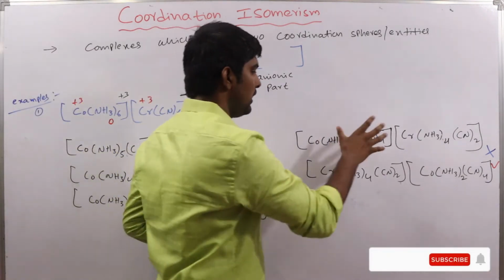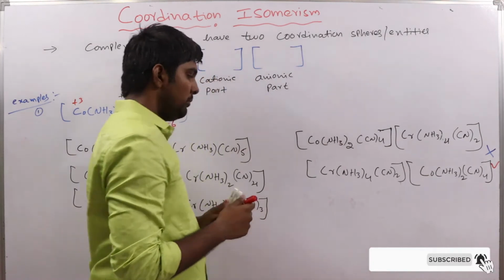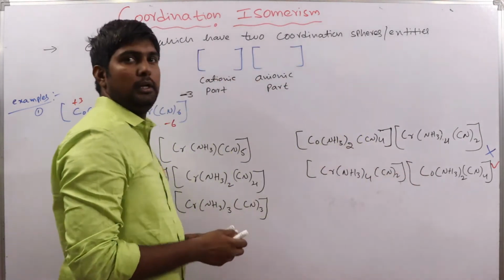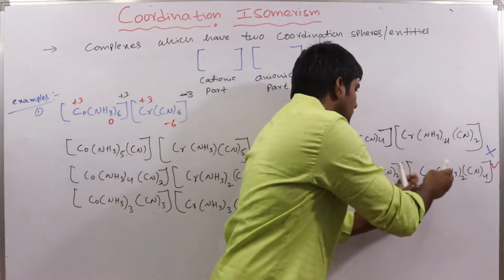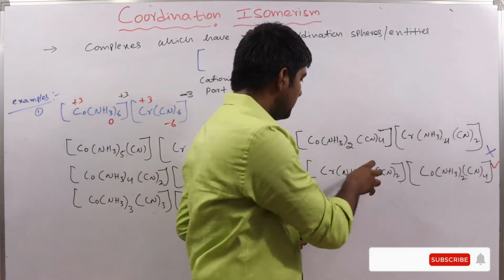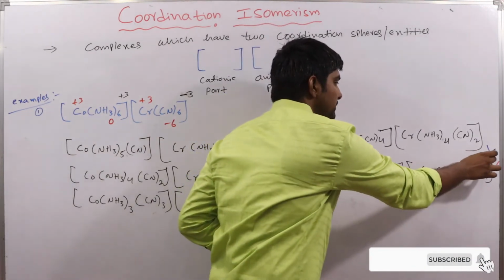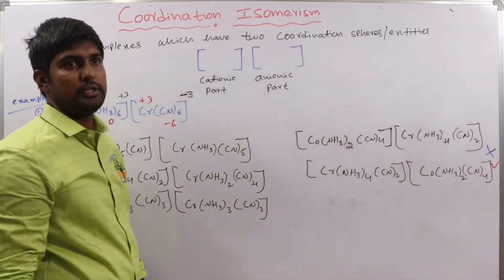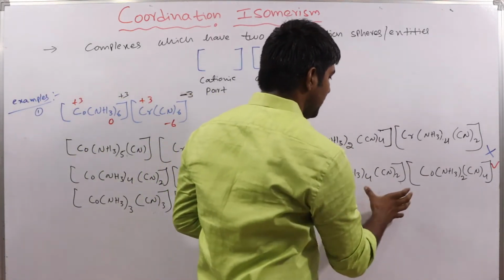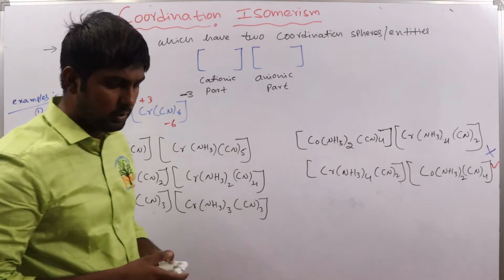to represent this complex. This is the right way, because in this way if you write, this is the cationic part and this is the anionic part, because here the coordination sphere carries positive charge and this coordination sphere carries negative charge. So that is the reason why we have written like this. This is the correct way to represent.